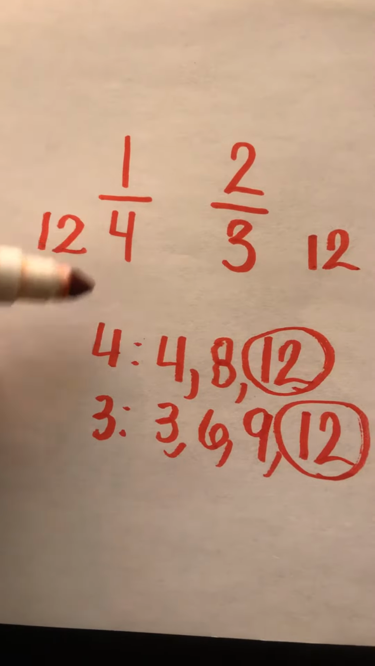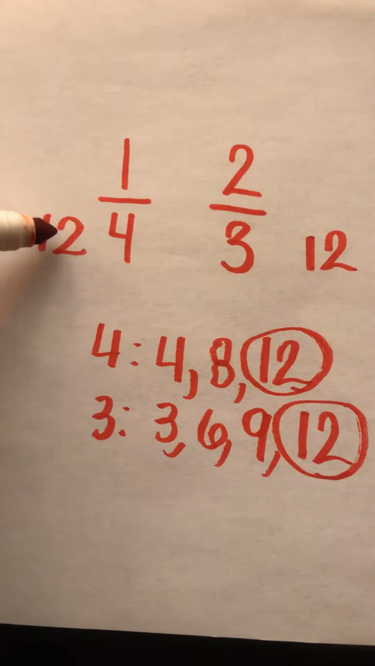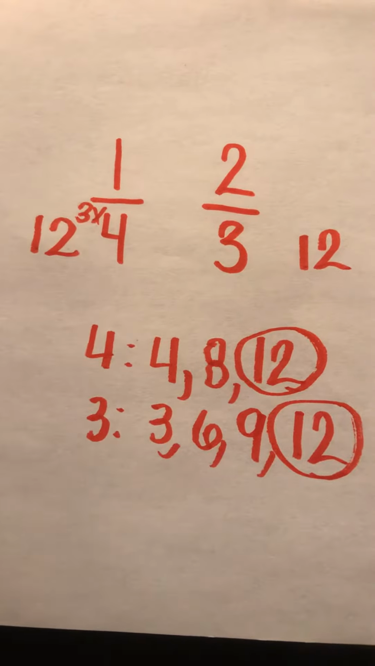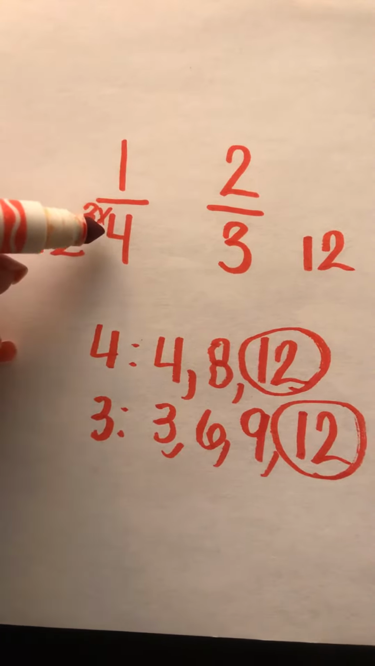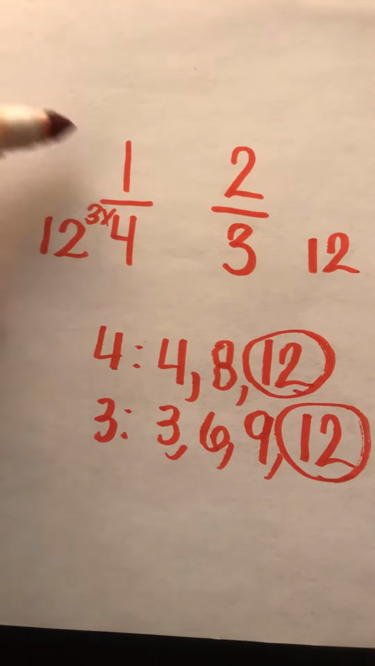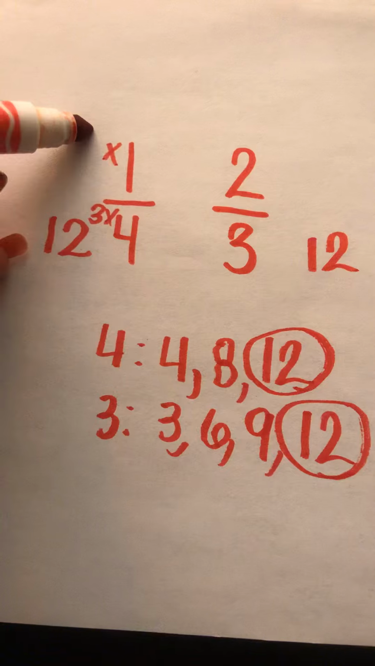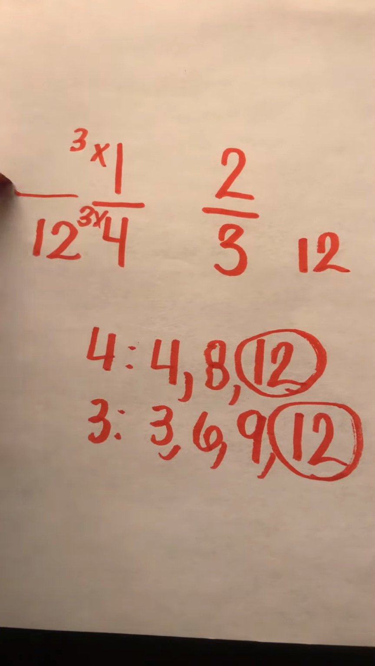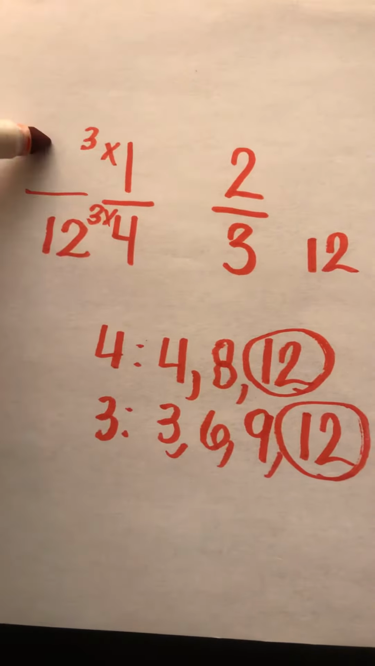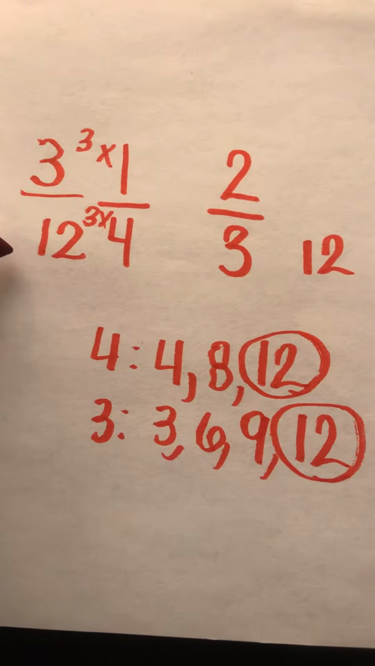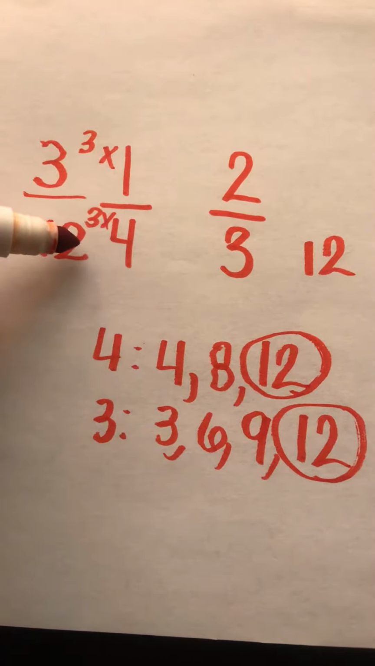So now I have to ask myself, 4 times what will give me 12? Times 3. Whatever I multiply the denominator by, I have to also multiply the numerator by. 3 times 1 gives me 3. So on this side, we now have 3/12, which is equivalent to 1/4.